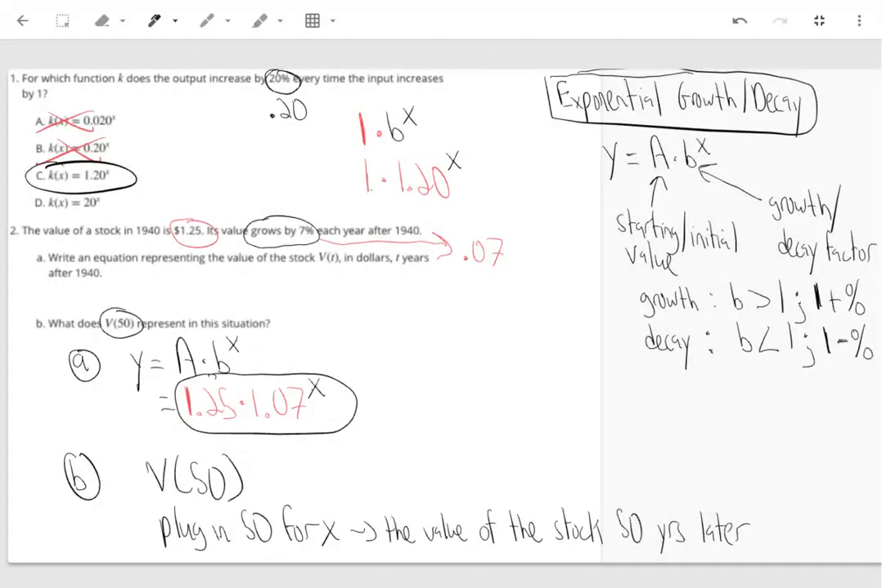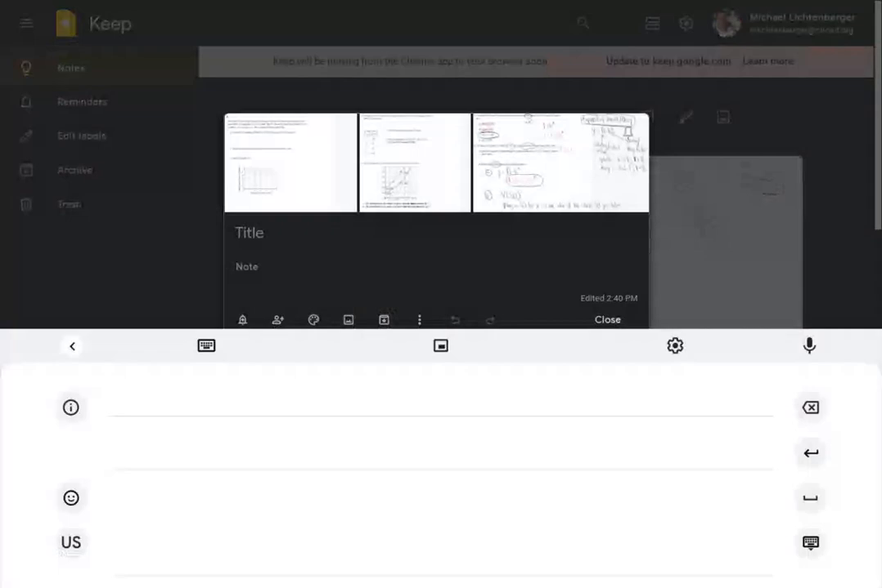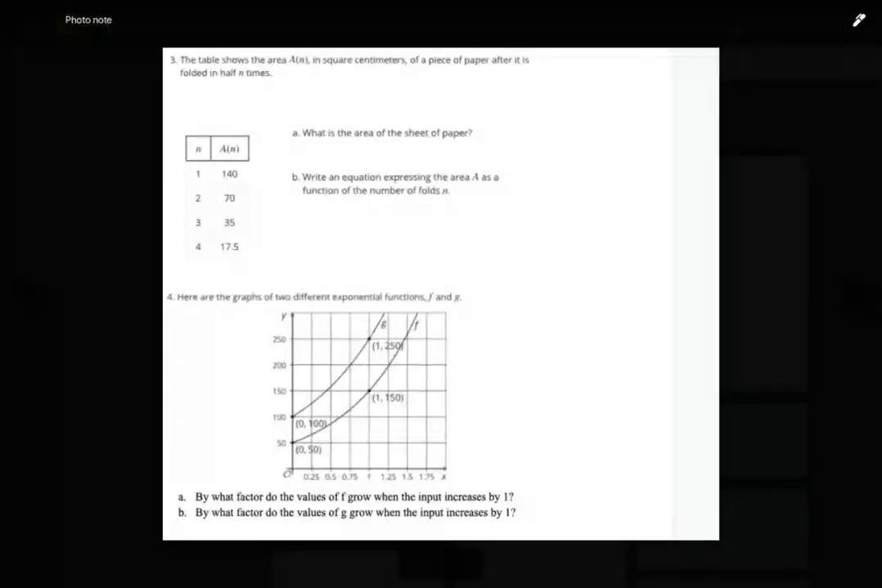Okay, so that's number 1 and 2. Let's go ahead and look at number 3. Go to number 3. Having some technical difficulties here.